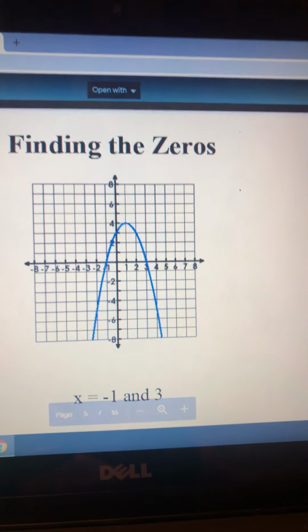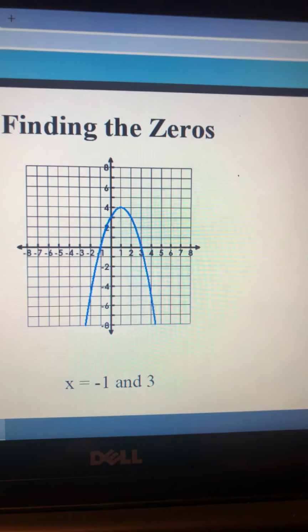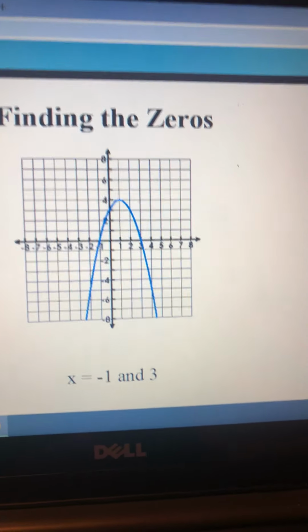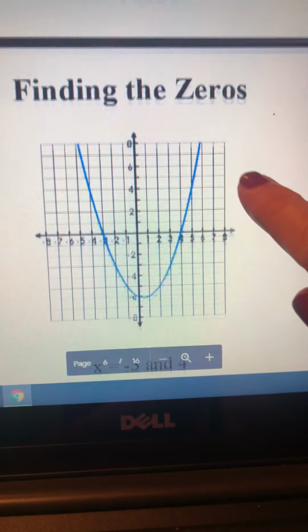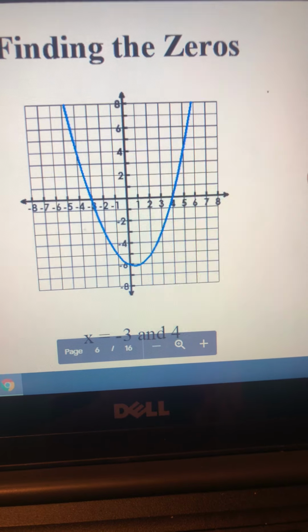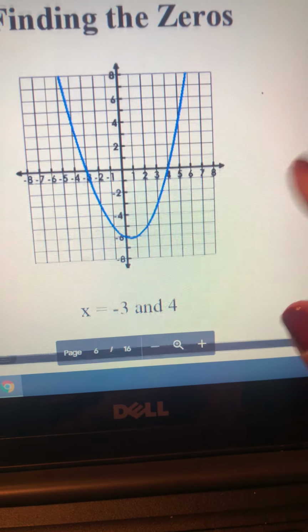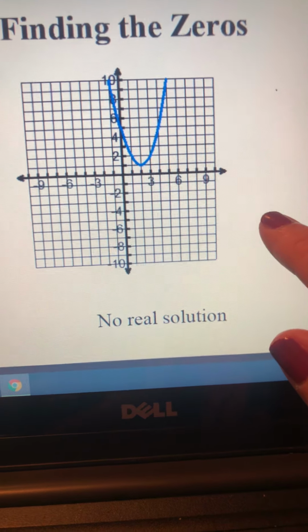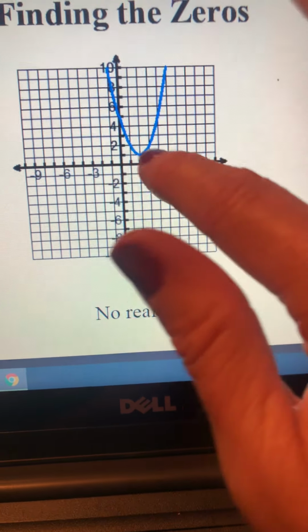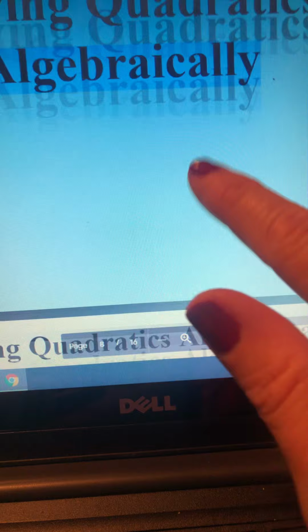We said the zeros here would be at -1 and 3 because that's where our graph is crossing the x-axis at these 2 points. Then here it's at -3 and 4. And then this one would actually have no real solution because it's not crossing the x-axis at all.